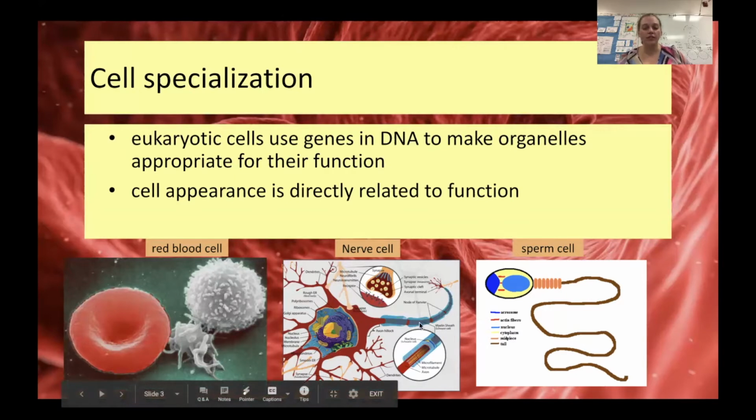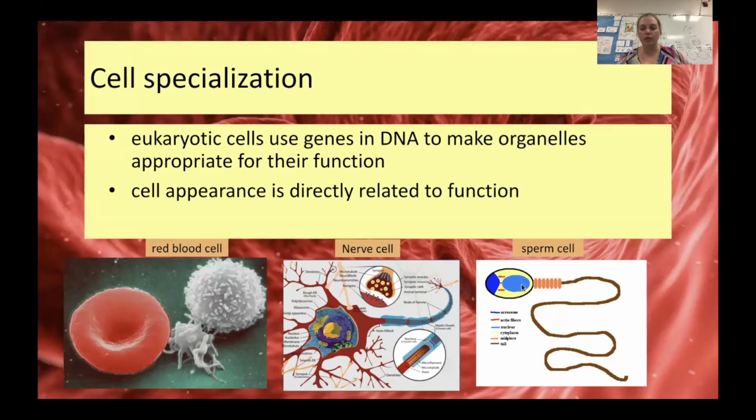So all of these cells have pretty much the same DNA, though the sperm cell only has half of it. These cells are specialized to do a certain thing, and they all have the same DNA. So they're different in the way that they read that DNA.